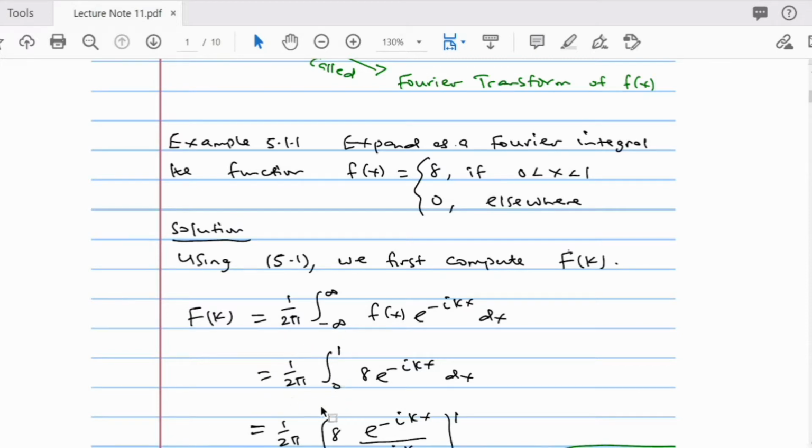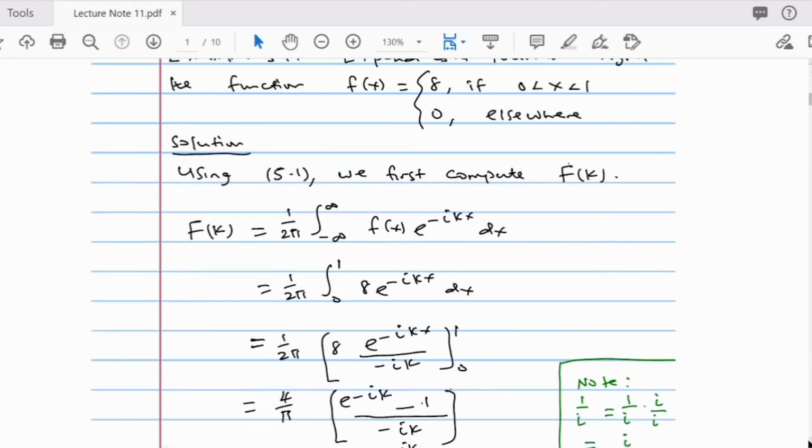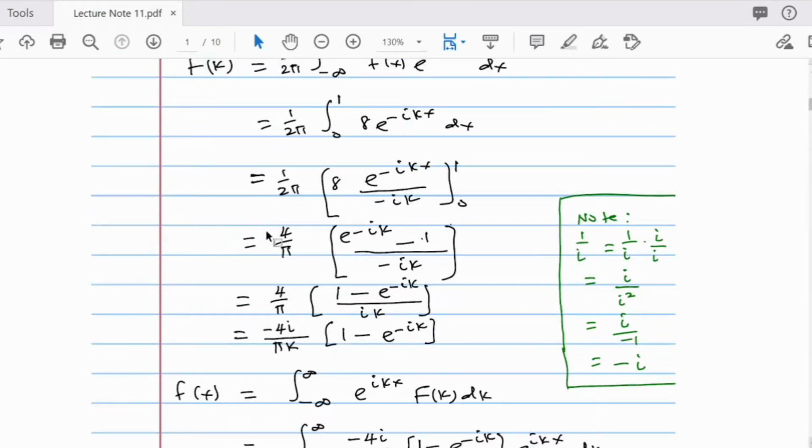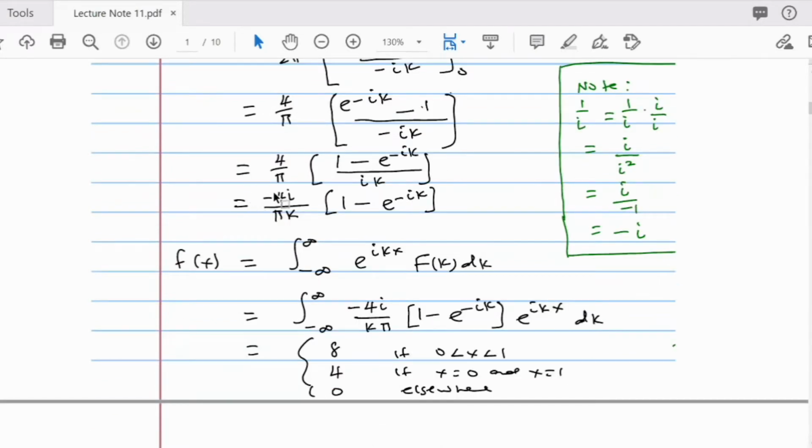1 over 2 pi, integral from 0 to 1, x, because f of x in that interval is x, times e to the power minus ikx. So everybody can integrate this. When you integrate this, this is what you're going to get after the integration. So we are going to get our capital F of k as minus i over 2 pi k, times 1 minus e to the power minus ik.